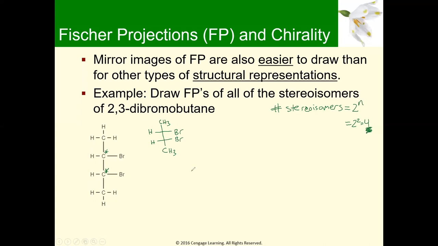Okay, so there you go. There's one stereoisomer. And the point of this slide, in this first bullet, is that the mirror images of a Fischer projection are also easier to draw than for other types of structural representation. So let me just kind of prove that.